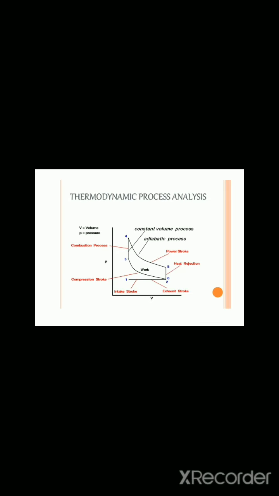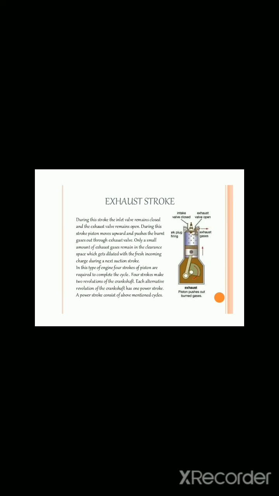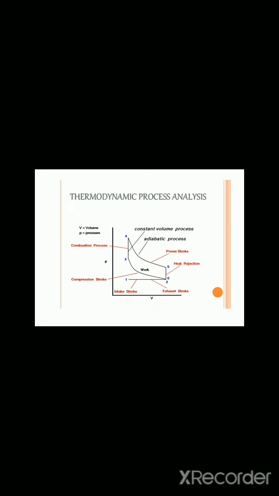This is the thermodynamic process analysis. The graphical presentation shows volume with respect to pressure, where V means volume and P means pressure. The whole combustion process is shown in steps 1, 2, 3, 4, 5 and 6, using constant volume processes and adiabatic processes.